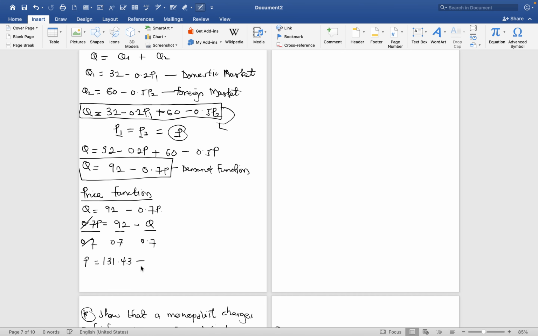So we have P is equal to 92 divided by 0.7, which gives us 131.43, minus 1 divided by 0.7, which gives us 1.43. Remember there's a Q here. So this is our price function.